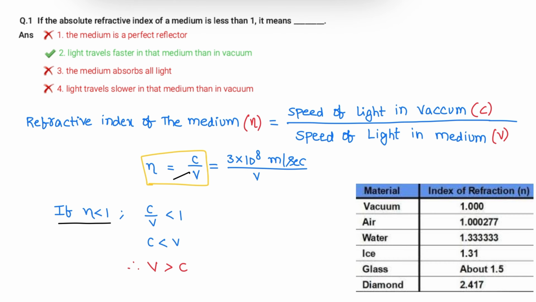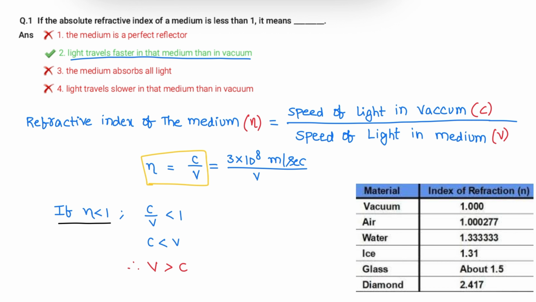So eta can be written as c by v. So c by v is less than 1, c less than v, v greater than c. So that means light in the medium travels faster than in vacuum. So the correct answer is option 2. If the refractive index of a medium is less than 1, the light travels faster in that medium than in vacuum.